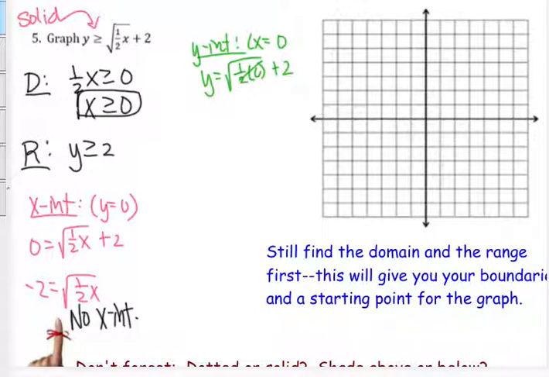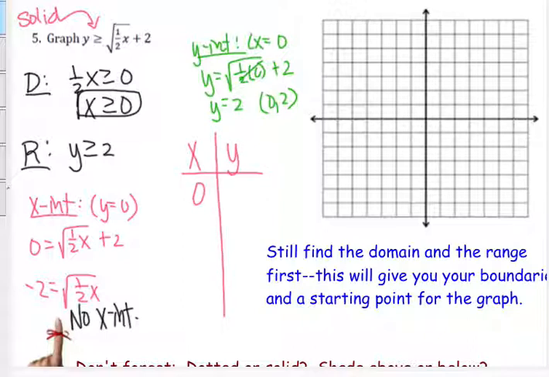This will be 0, the square root of 0 is 0, so y is equal to 2. So I have 0, 2. Then I would make my table. I start with my domain. My domain is 0, and it says x is greater than. So I'm for sure just going to do 0, and I plug that in. I already know from here that I get out 2.